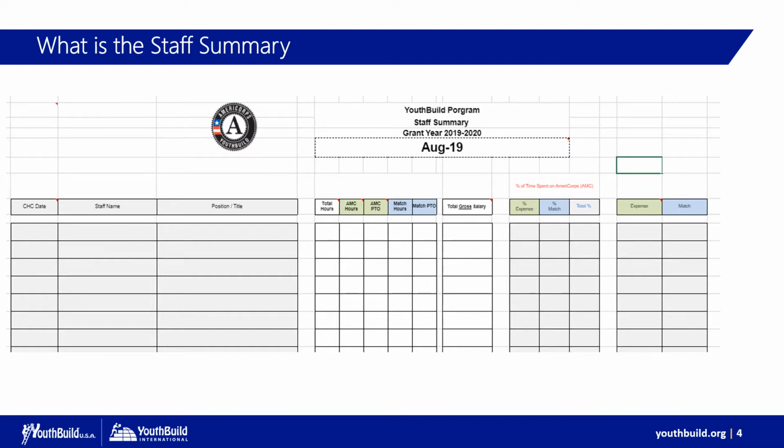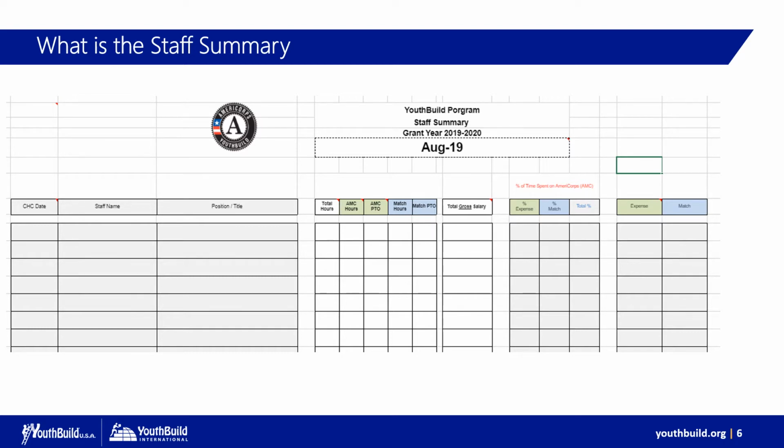Moving to the rest of the columns, you'll notice the total gross salary column. This is where you'll enter your total gross salary for your staff member. To the right of the gross salary section, we have your expense and match percentage sections. These sections will be automatically calculated based on the hours you inputted in the previous section. So based on the total hours, your AMC hours, and your match hours. And again, these will be automatically calculated.